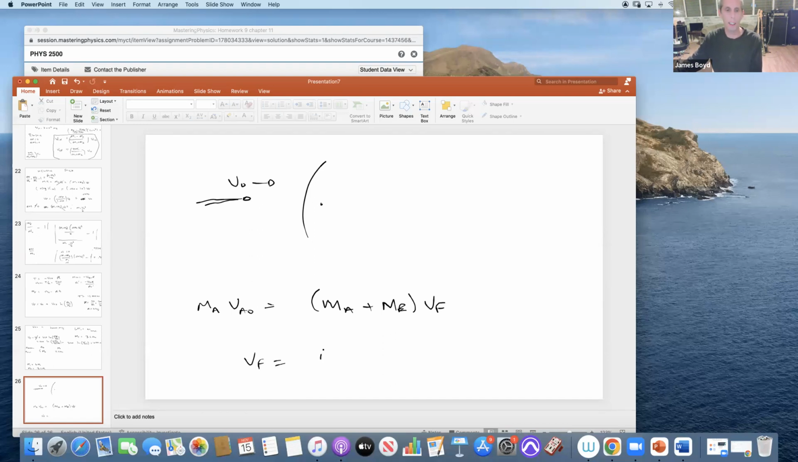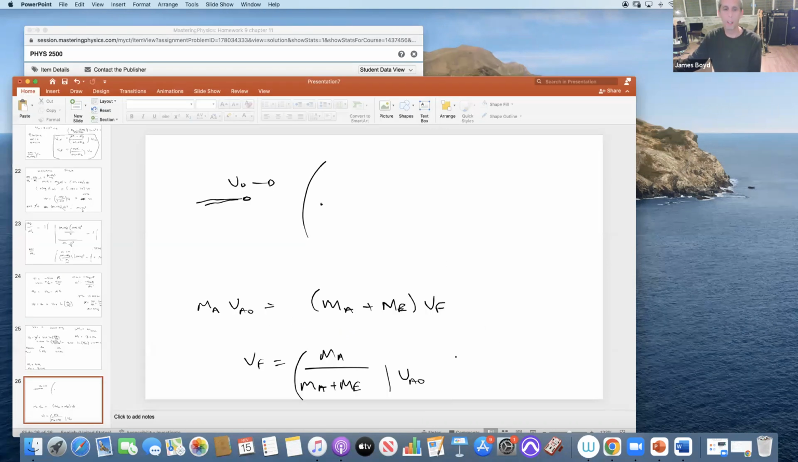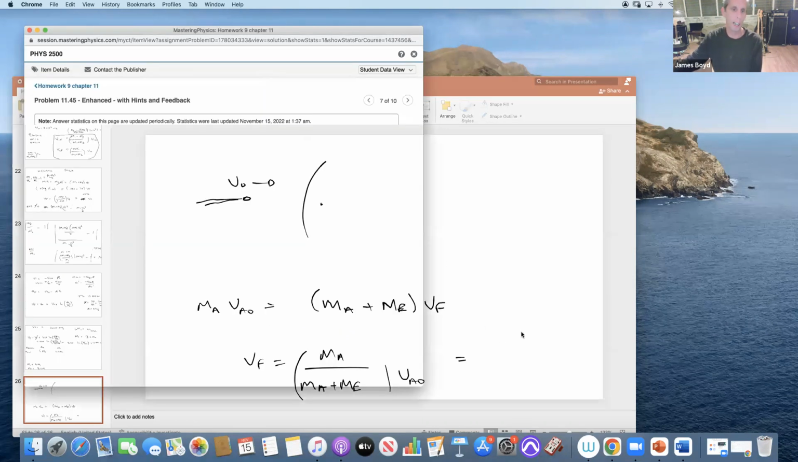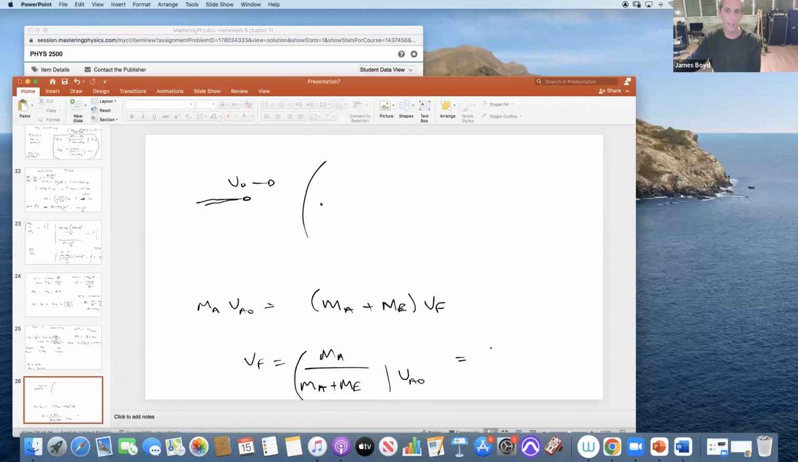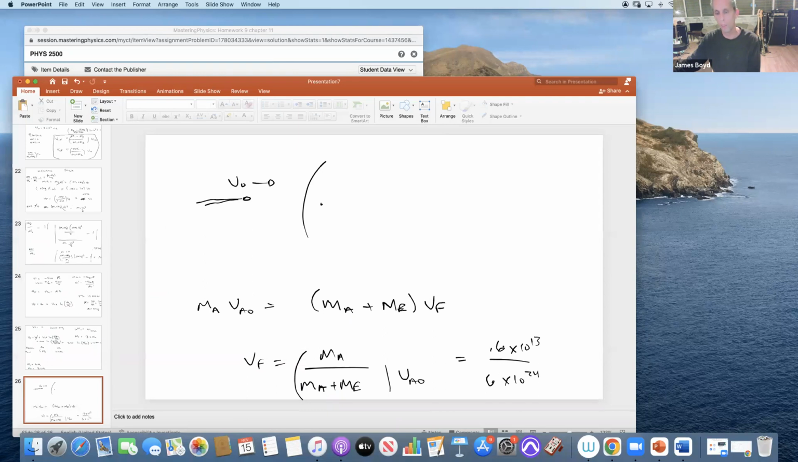So v final is m asteroid over m asteroid plus m Earth, times v asteroid initial. So the asteroid's mass really doesn't matter compared to the Earth. But its impact speed was 42 times 10. So this we can write as 0.6 times 10 to the 13th over, what did they go to, 5.9? They just went with 6 times 10 to the 24th. Incidentally, this is 10 to the minus 12, right?